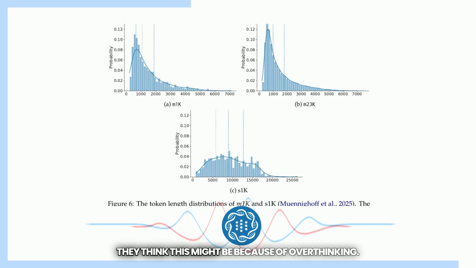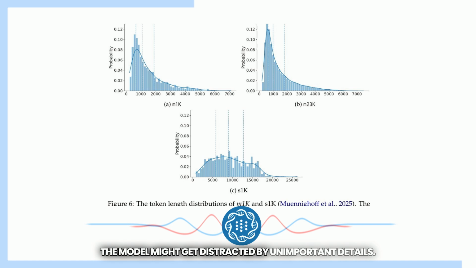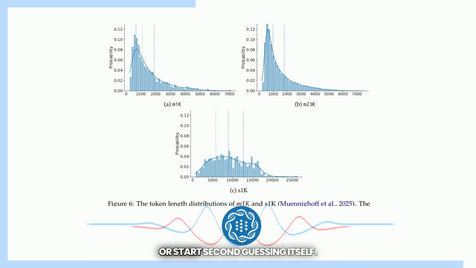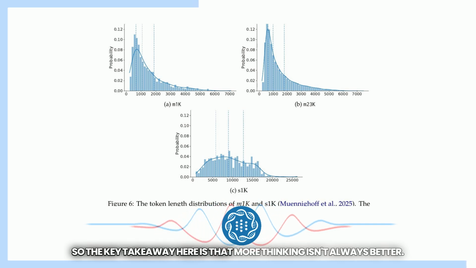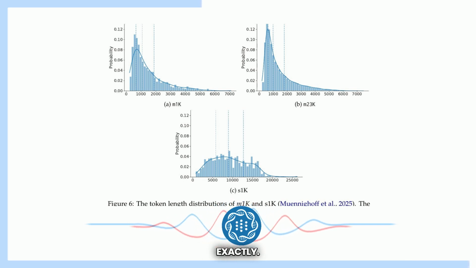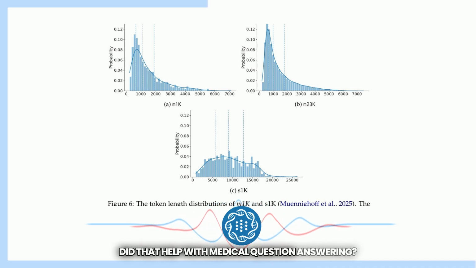They think this might be because of overthinking. The model might get distracted by unimportant details. Right. Or start second-guessing itself. Interesting. So the key takeaway here is that more thinking isn't always better. Yeah, there's a sweet spot. Exactly. Now, what about that weight token technique? The way of making the model keep thinking even when it thinks it's done. Did that help with medical question answering?